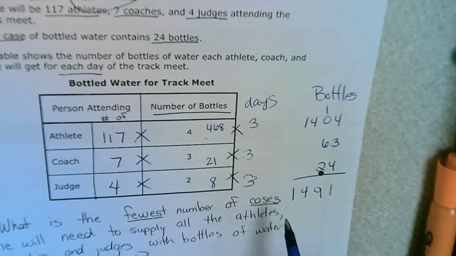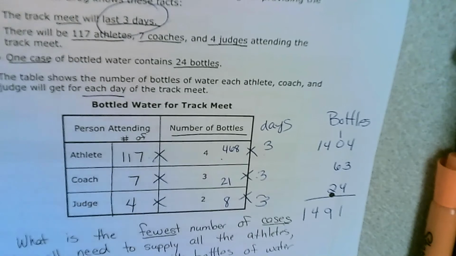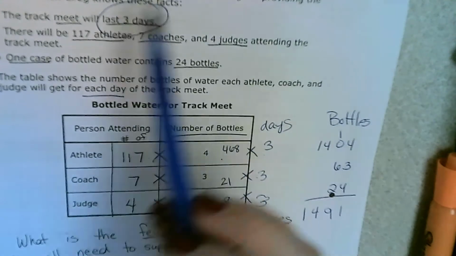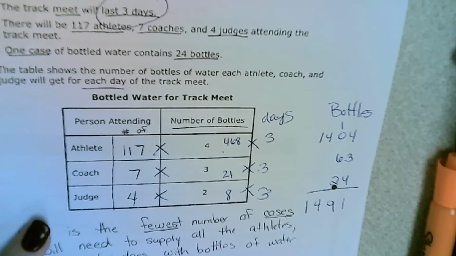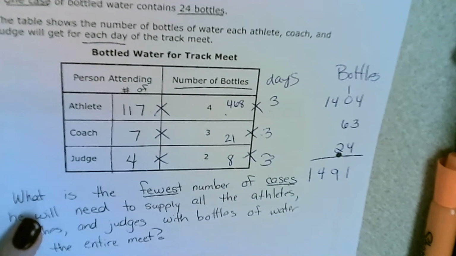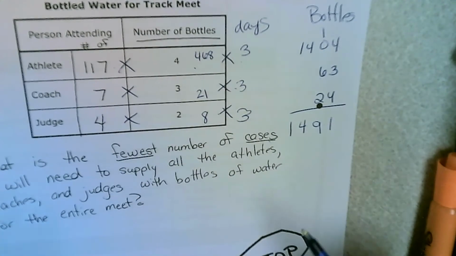It asks for how many cases. And we know that 1 case holds 24 bottles, same as it does at Walmart, all right? So this is a real life scenario, people are doing this, providing water for different sporting events, okay? This is an actual real life situation. And that's why there is so much math to it. In real life, things aren't just simple math. It's usually you have to think about, you have to work.